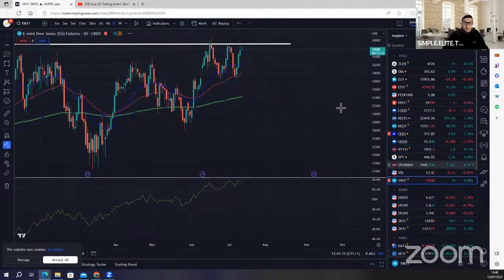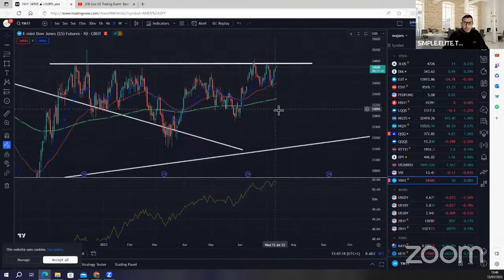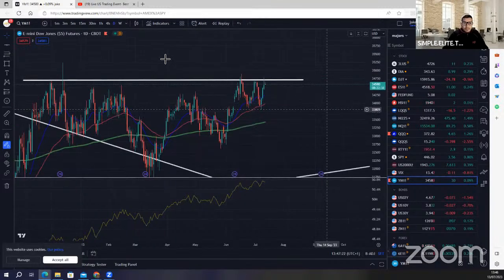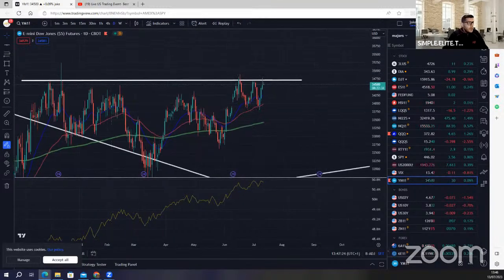Dow Jones as well is looking interesting, because if the other indices are going to follow up, Dow Jones is now the main resistance level. So let's see if it's going to break and then go up. Otherwise, short term, I'd be a seller of Dow Jones.